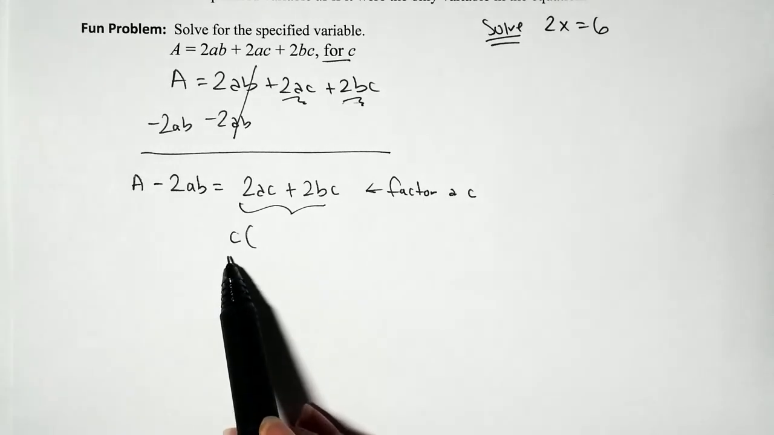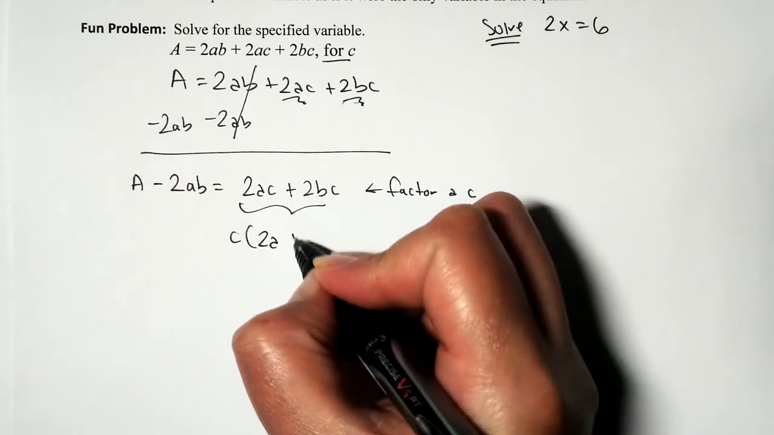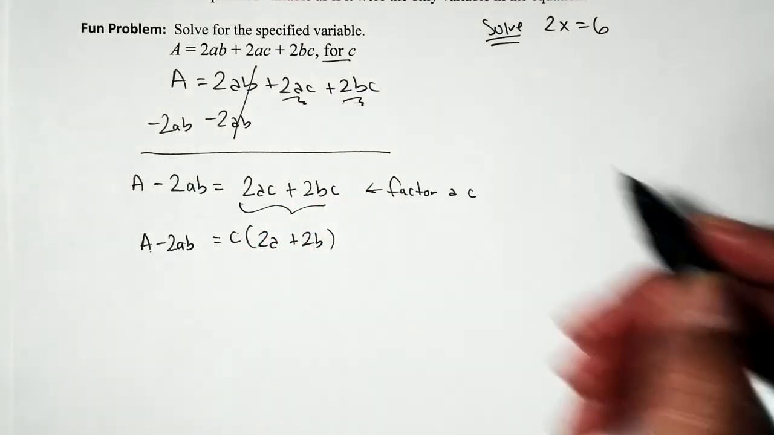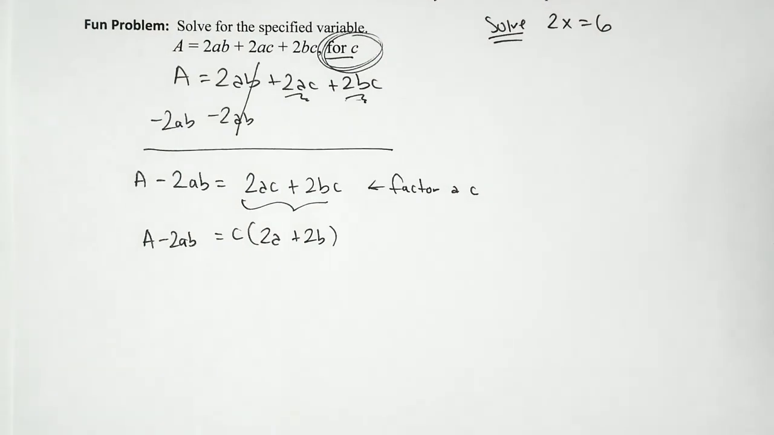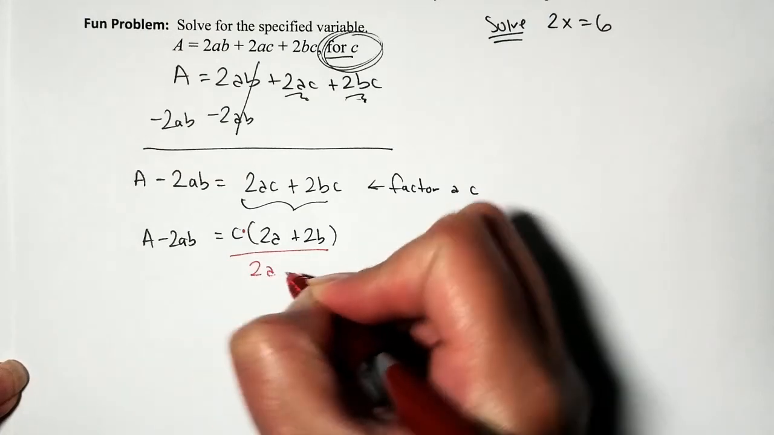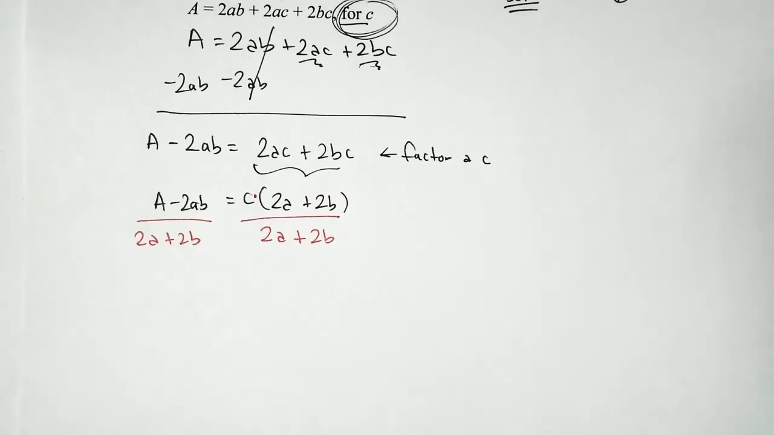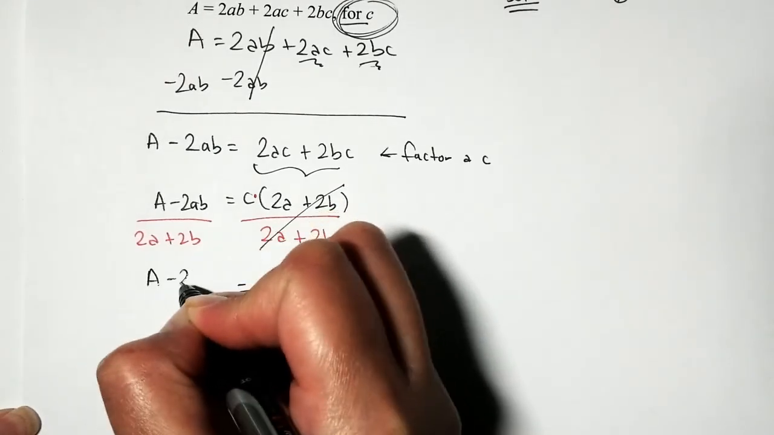So if we factor out a c, 2ac over c will give us 2a. 2bc over c will give us 2b. And then we'll bring down the rest of the equation. So again, I have to remind myself what variable we are solving for. We're asked to solve for c. So now, what are we going to do to get rid of this times addition problem? To get rid of a times something, we have to divide both sides by something. So let's take our time and divide both sides by 2a plus 2b. On the right side, the quotient of 2a plus 2b over itself will give us 1. And that will leave us with the desired variable isolated.